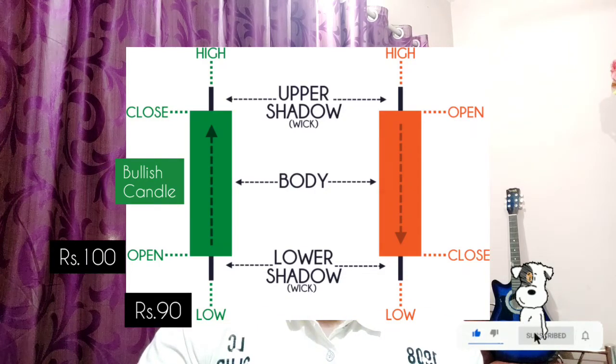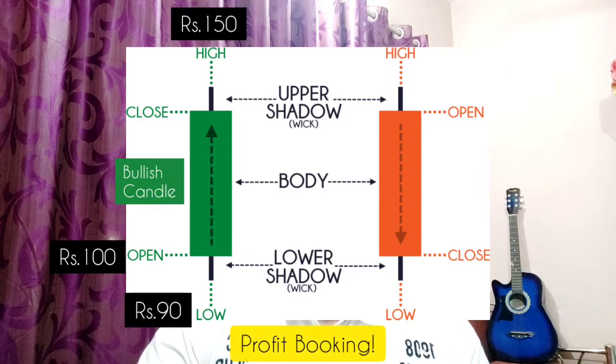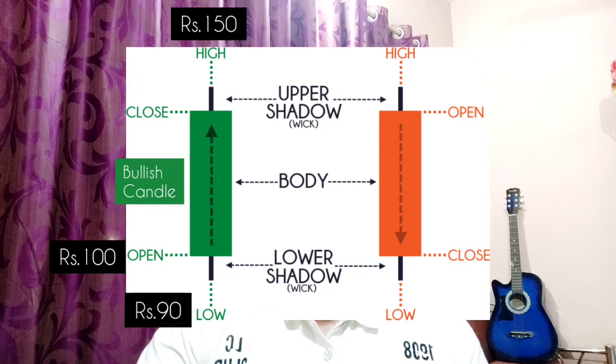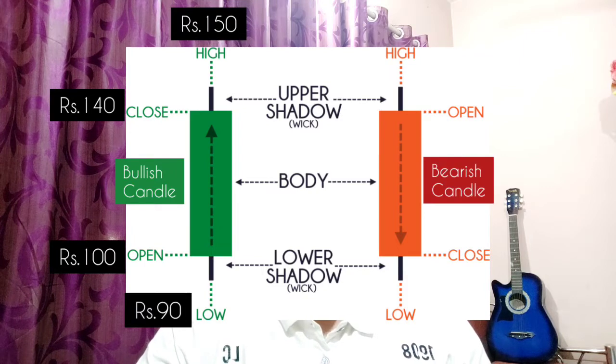Due to this, the price went higher and higher and touched the highest price of rupees 150. Now some people are happy with the profit, so they started to sell their position and book the profit. Due to which the stock started to come down a bit and finish the day with a price of rupees 140. So close is rupees 140. Now this was the bullish scenario. Now let us understand a bearish scenario for the same stock.